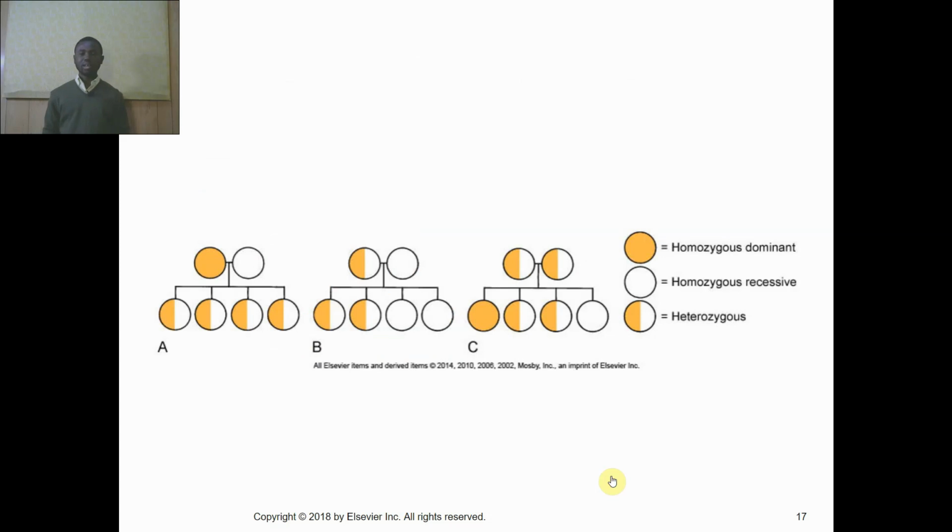So this is an example of how the gene is going to be expressed, and this is what we call the genetic key when you are constructing a genogram.